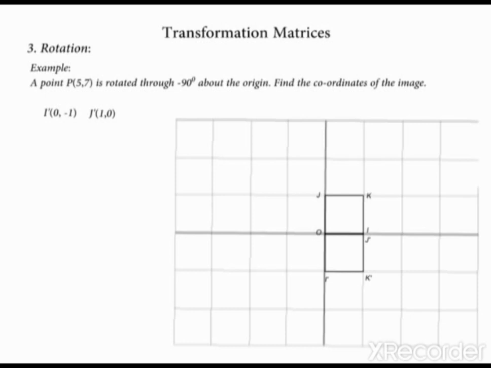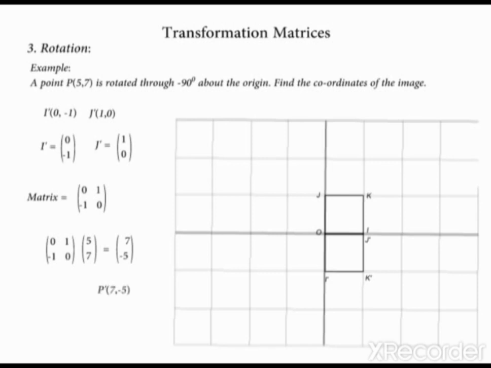As vectors, I prime is equal to 0, negative 1, and J prime is equal to 1, 0. As a matrix, that is 0, 1, negative 1, 0. This is the rotation matrix for negative 90 degrees about the origin. So we multiply the coordinates of point P with this one to get P prime. 0, 1, negative 1, 0 times 5, 7. 0 times 5 plus 1 times 7 is 7. Minus 1 times 5 plus 0 times 7 is minus 5. And so P prime has coordinates 7, negative 5.